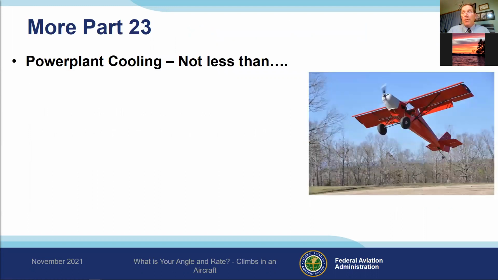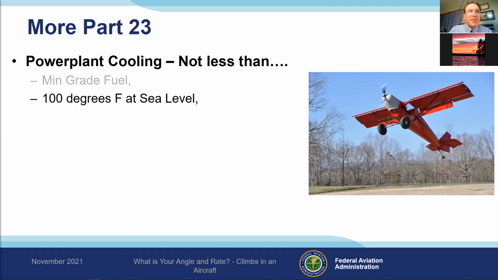Probably more importantly, what we use to frame that criteria is powerplant cooling. And how important that is, some of the criteria there has to be done with the minimum fuel grade for the approved engine. Whatever you're going to have for approval in it. Can't do it with your special fuel, I guess. It has to be at least determined for 100 degrees Fahrenheit at sea level. Well, some of us end up flying in conditions a little bit warmer than that from time to time.